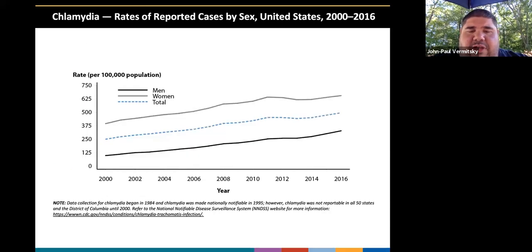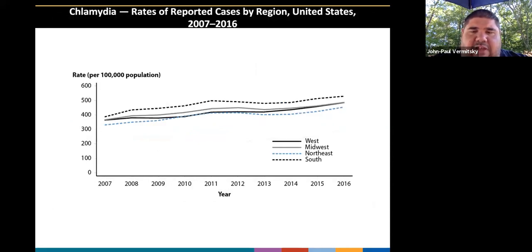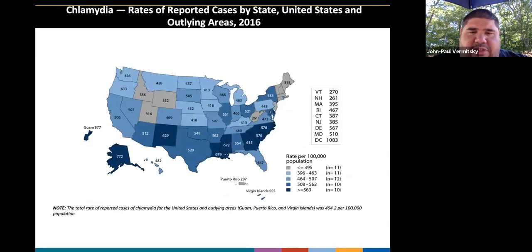This is just looking at a trend from 2000 to 2016, and what we can see is that it's on an uptick for both males and females. And again, you can see females are much higher versus males. As far as area of the country, there's no huge difference, meaning that there's no real outliers, and you can sort of see this on this map of the US. Again, pretty consistent throughout the country.